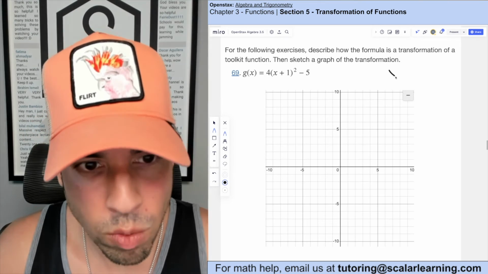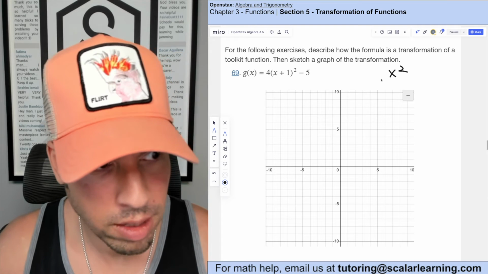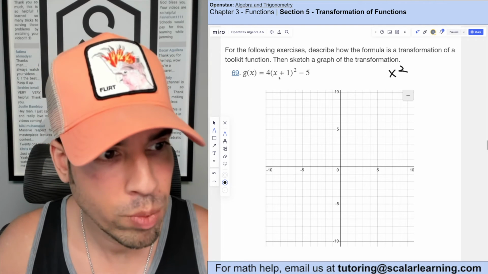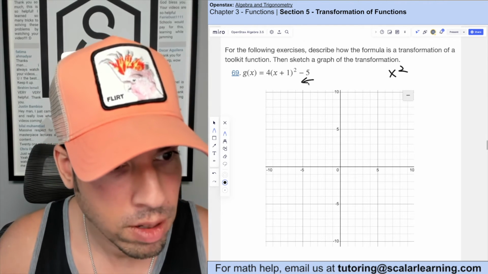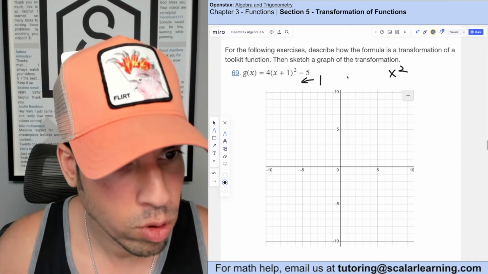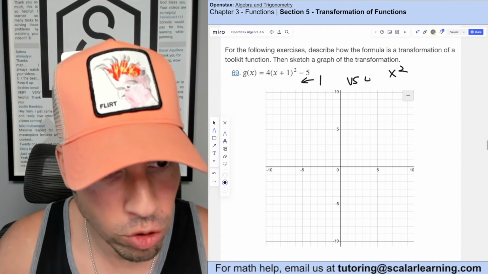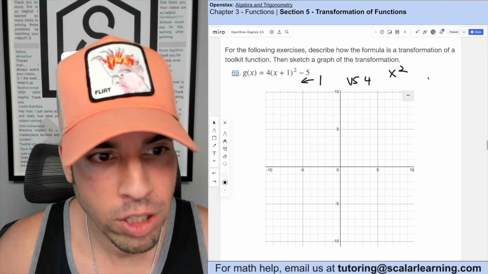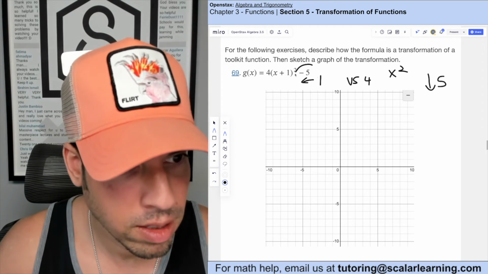So if we take our original x squared as the main parent function here, what are we doing? We're shifting to the left by 1, that's this. Then we're vertically stretching by a factor of 4, that's this guy. And then we're shifting down by 5, that's this right here at the end.